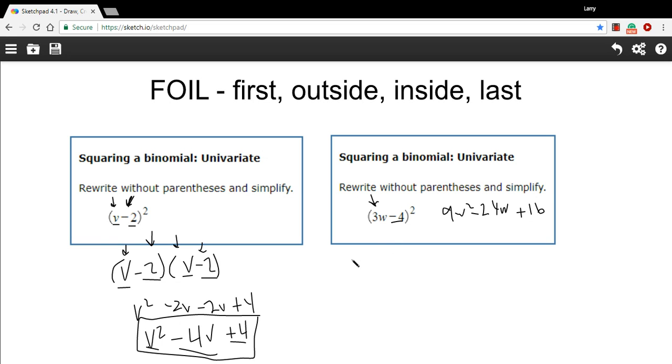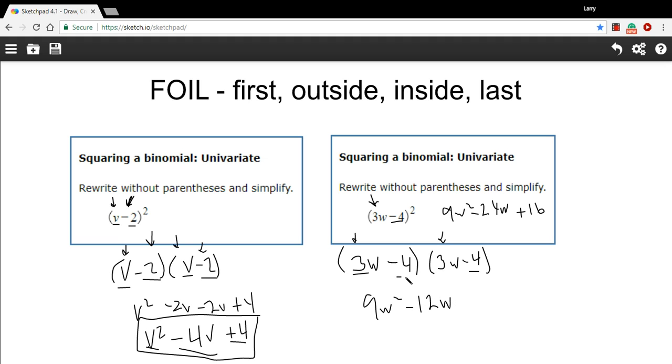But let's just FOIL this out just to double check. Make sure that pattern is really working. So we'll just rewrite this as 3w minus 4 times 3w minus 4. And then let's start with the first terms. 3w times 3w is 9w squared. The outside terms, 3w times negative 4 is negative 12w.